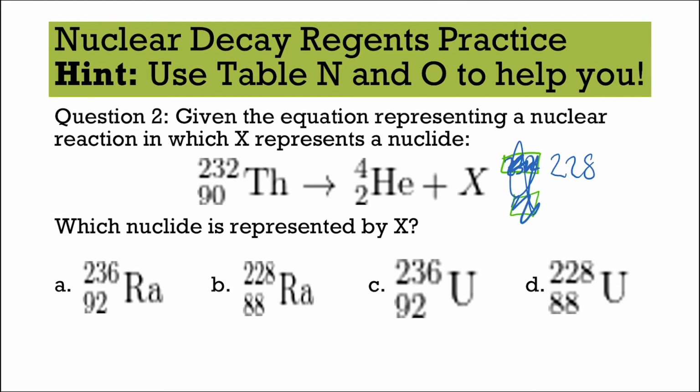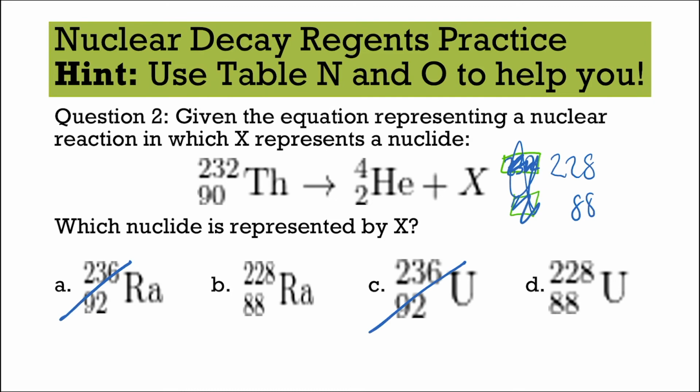Now let's take a look at what the bottom number would be. It would have to equal 90. So X plus 2 would equal 90, which is 88. I would totally agree with you. Now, that leads us down to answer choice B and D.